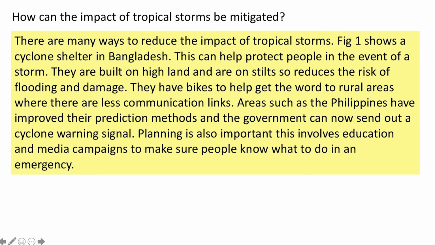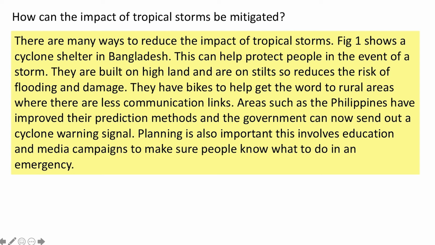There are many ways to reduce the impact of tropical storms. Figure 1 shows a cyclone shelter in Bangladesh. This can help protect people in the event of a storm. They are built on high land and are on stilts, so reduces the risk of flooding and damage. They have bikes to help get the word to rural areas where there is less communication. Areas such as the Philippines have improved their prediction methods and the government can now send out a cyclone warning signal. Planning is also important. This involves education and media campaigns to make sure people know what to do in an emergency.